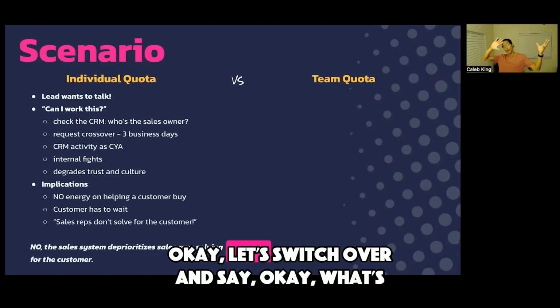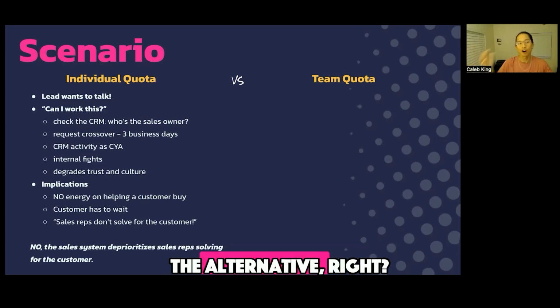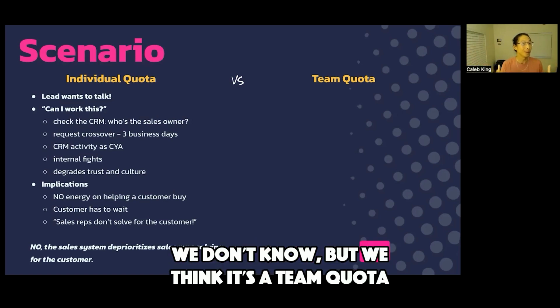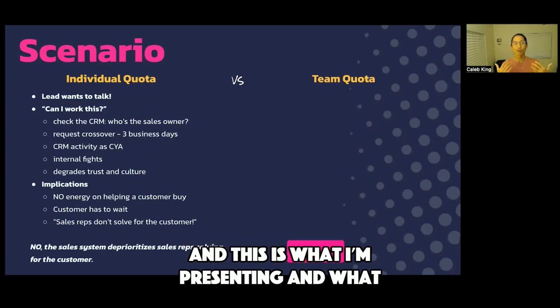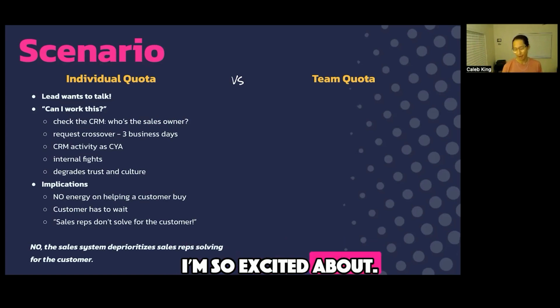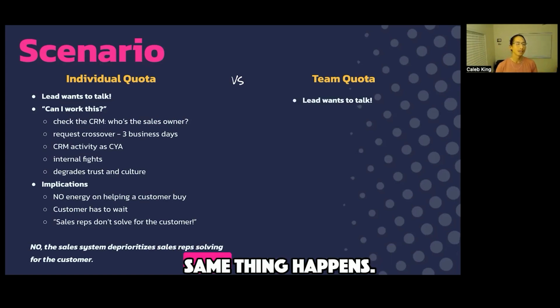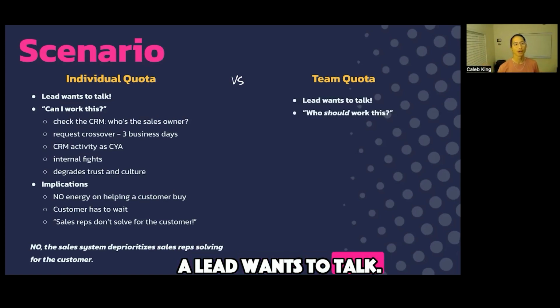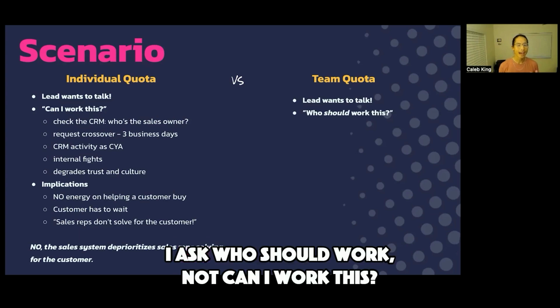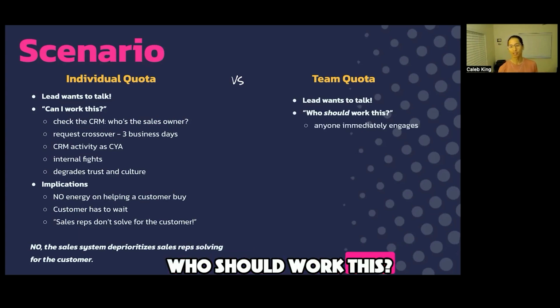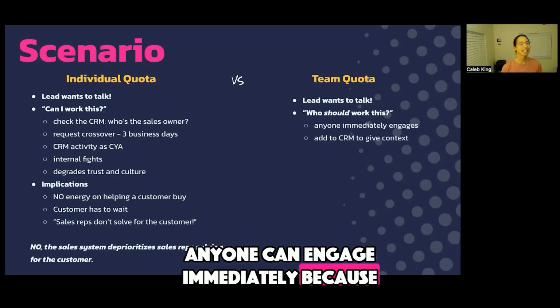Okay, let's switch over and say, okay, what's the alternative, right? We don't know, but we think it's a team quota. And this is what I'm presenting and what I'm so excited about. So in the same system, under a team quota system, same thing happens. A lead wants to talk. What happens then? I ask, who should work this? Not can I work this? Anyone can engage immediately because it doesn't matter.